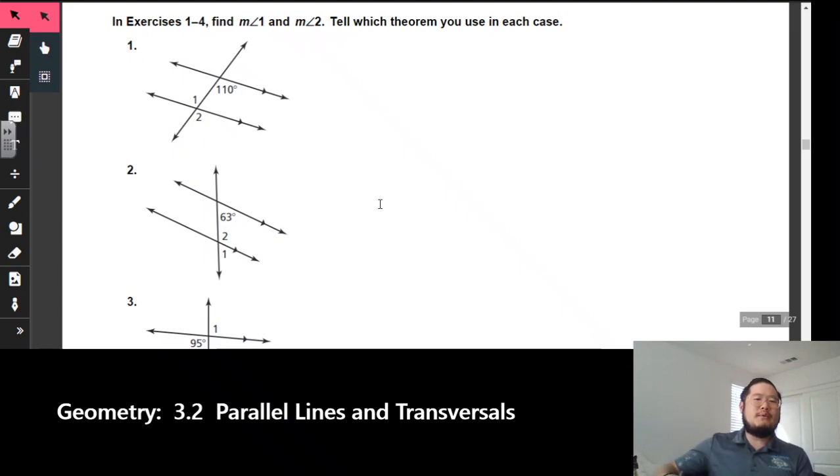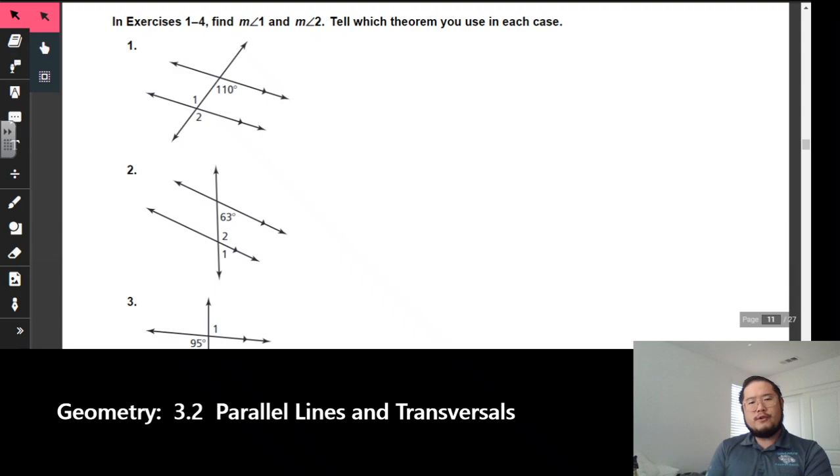Now remember, it says we want to find the measure of angle 1 and the measure of angle 2, and you have to tell which theorem you would use in each case. There could be multiple ways you could find an angle measure. So it depends on how you want to look at things. And I'll go over all the different ways that we could talk about them.